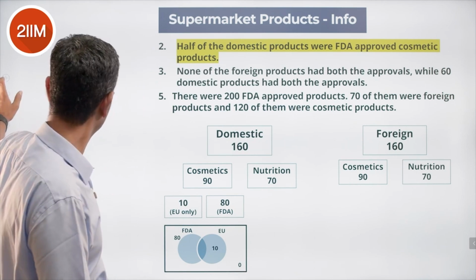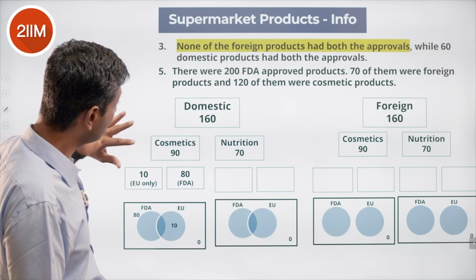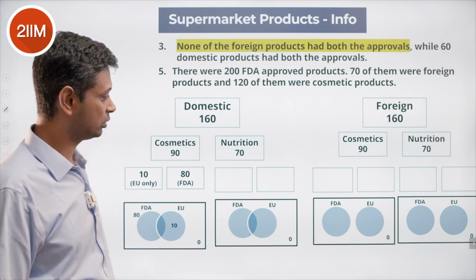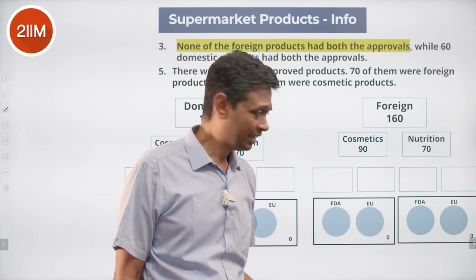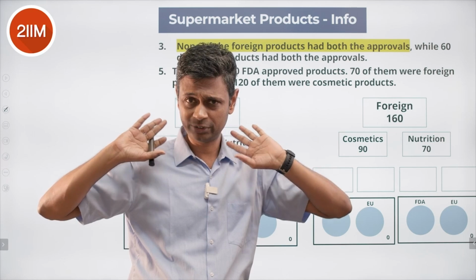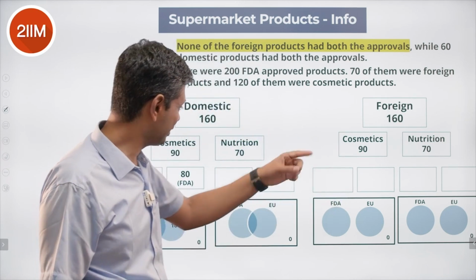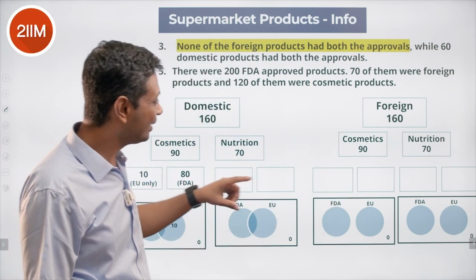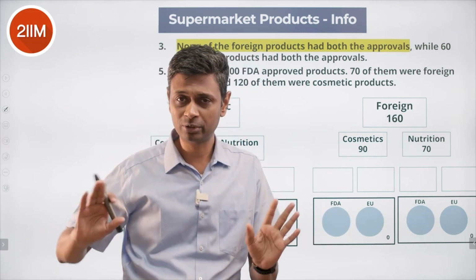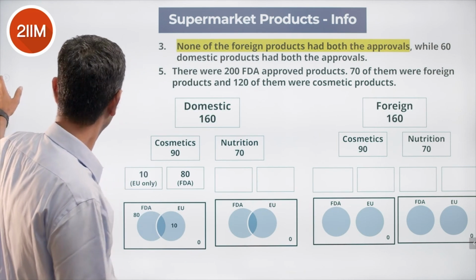There are 200. None of the foreign products had both approvals, while 60 domestic products had both the approvals. So the foreign side, FDA and EU are two separate things, no overlap. It's rather simple. So this is 90 and 70, 90 and 70, and within cosmetics there's FDA and EU, within nutrition there's FDA and EU, there's no overlap. Nice. Let's look at this.